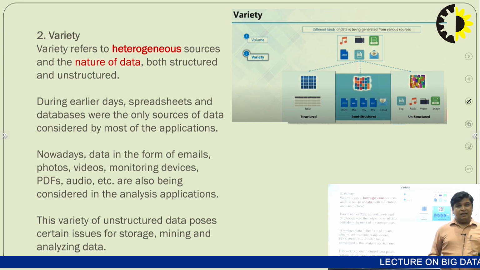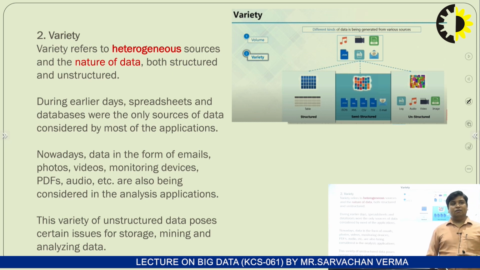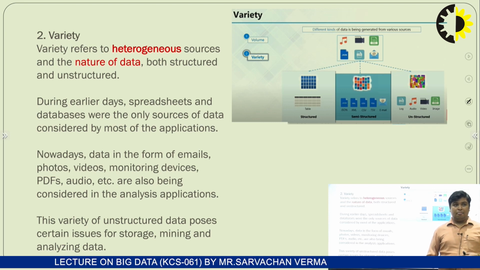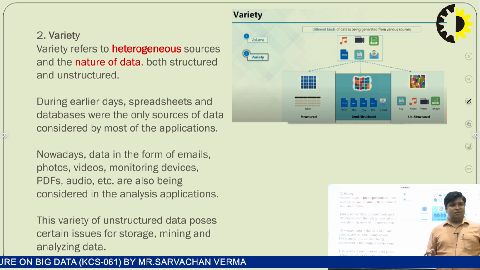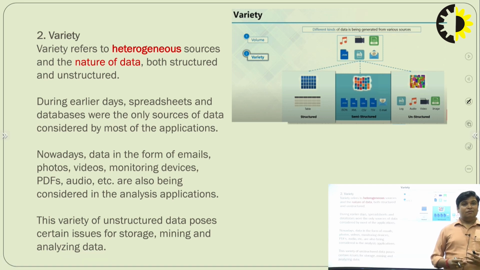So basically, while dealing with big data, variety refers to heterogeneous sources and the nature of data, both structured and unstructured. Earlier, spreadsheets like Excel sheets and databases were the only sources of data considered by most application systems. But nowadays data in the form of emails, photos, videos, monitoring devices, PDF files and audio is also being considered in analysis applications. Nowadays data comes in various types of forms.